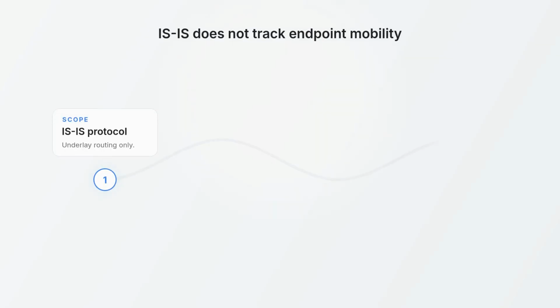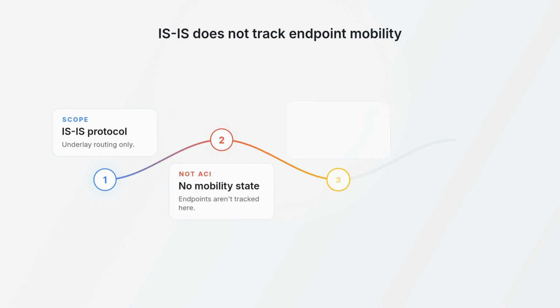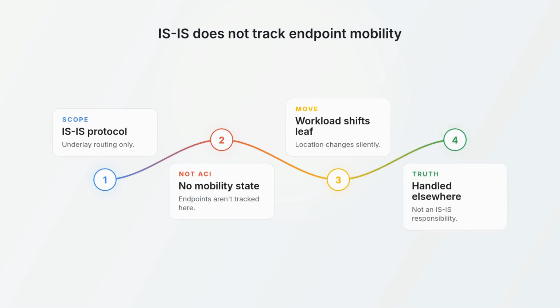But here's the critical boundary. ISIS gives the fabric underlay reachability between fabric nodes and tunnel endpoints. It does not provide endpoint ownership or mobility truth. It also does not carry endpoint mobility state in the ACI sense. If a workload moves from one leaf to another, that location truth is not an ISIS job. And it does not express the higher level policy semantics that people often associate with ACI as a whole. ISIS is transport logic, not the full ACI brain.